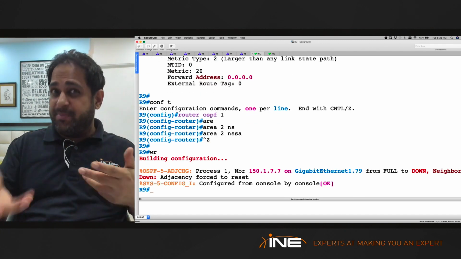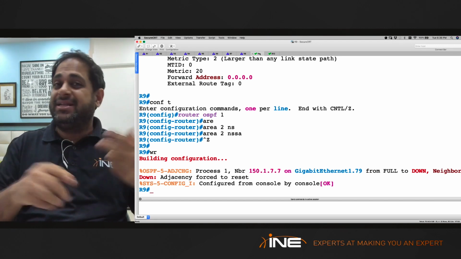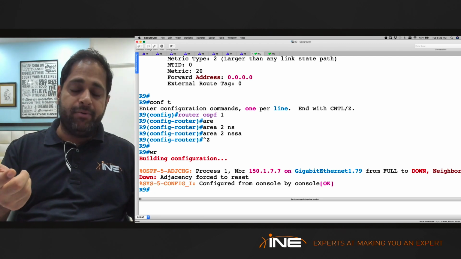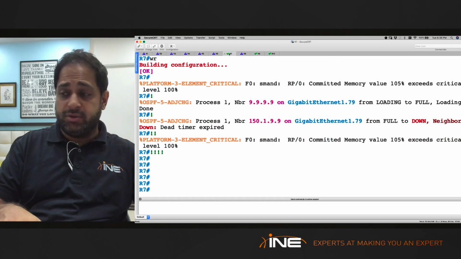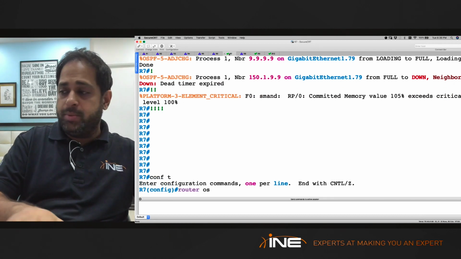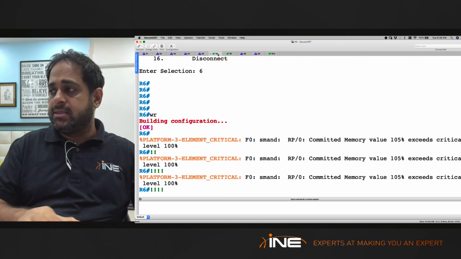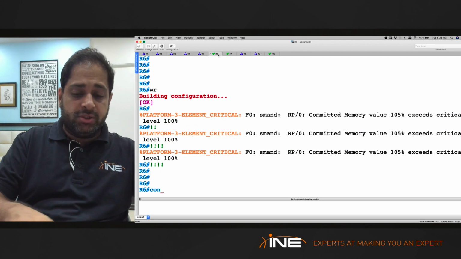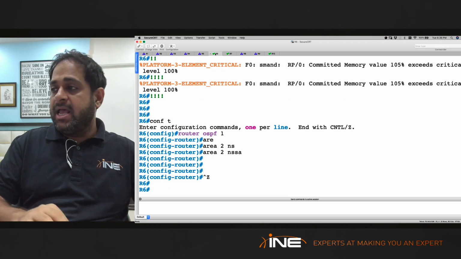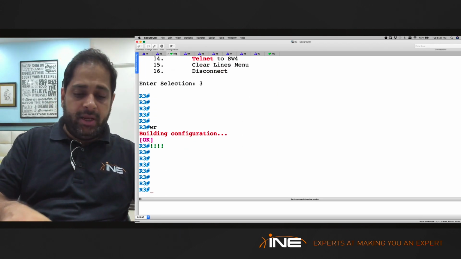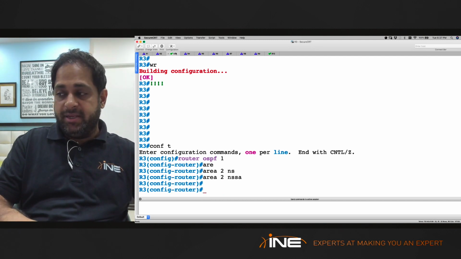Again, the stub flag must match. NSSA is also a stub. It's not so stub, but it's still considered as stub. So my neighborship would go down because the stub flag must match. So I have to configure all the routers in that area as not so stubby. So R7 would also be area 2 not so stubby. And R6 would also be not so stubby, router OSPF1, area 2 not so stubby. And lastly, the ABR R3, router OSPF1, area 2 not so stubby.